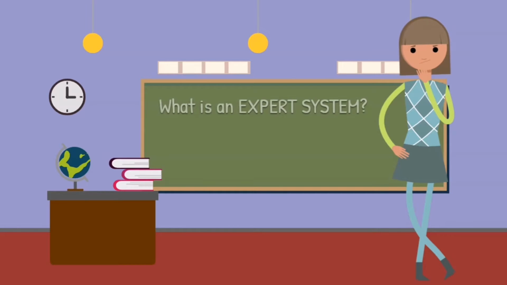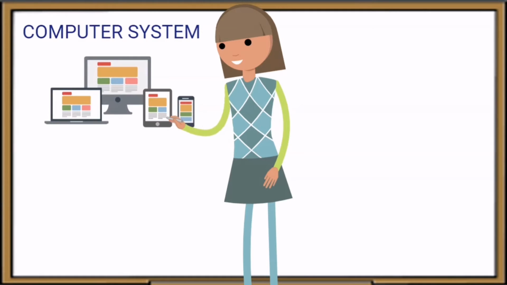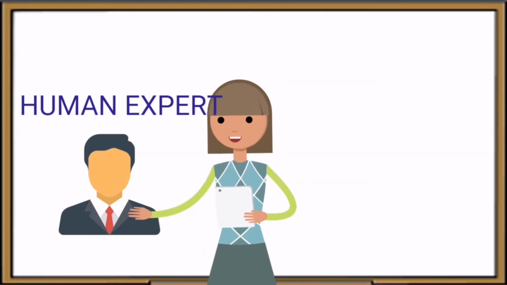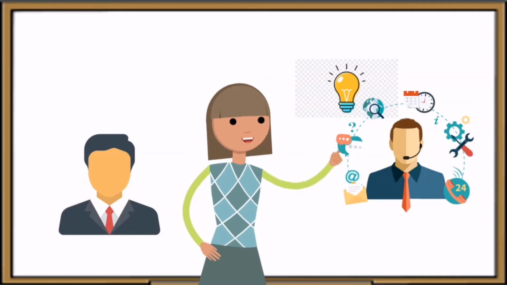What is an expert system? An expert system is a computer system that attempts to act like a human expert with the capability of solving problems in a particular subject area.